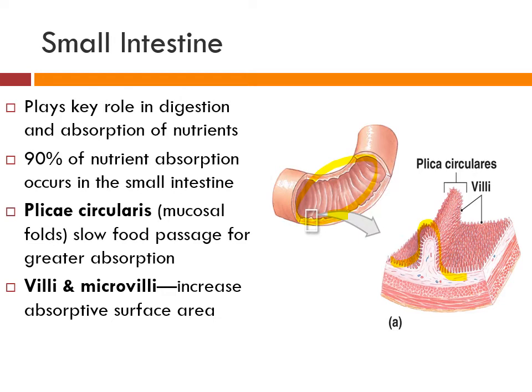Villi are little folds, like small folds in the lining of the intestines. Microvilli, we've learned about before, are on each individual cell, increasing the surface area of the plasma membrane. So both of those together increase our absorptive surfaces.